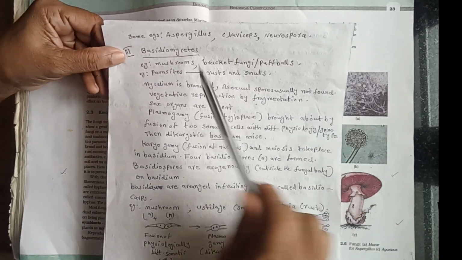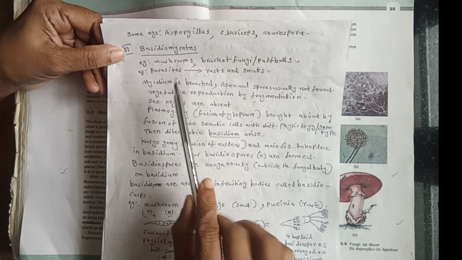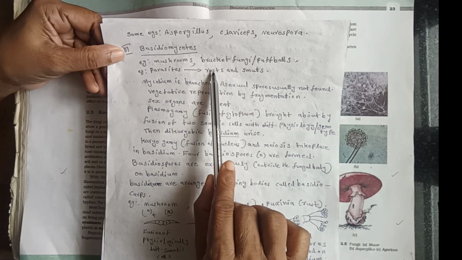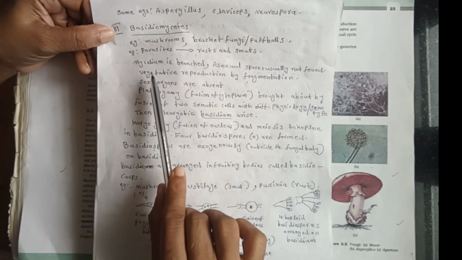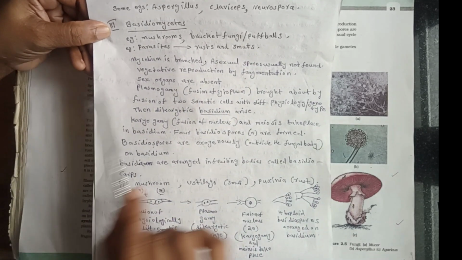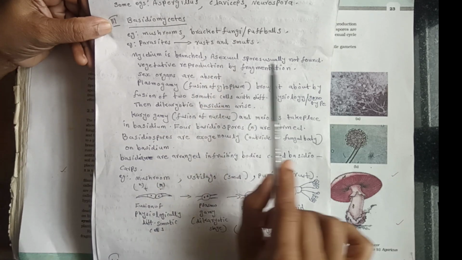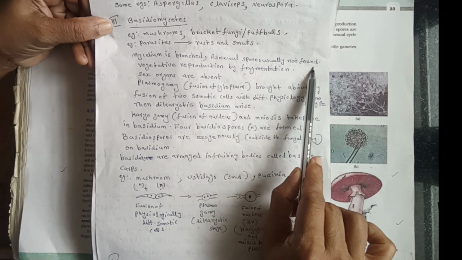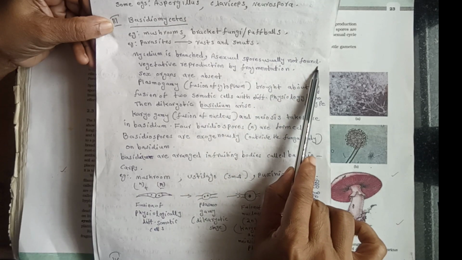Next group, basidiomycetes. Examples: mushrooms, bracket fungi, and puffballs. Examples of parasites are rusts and smuts. Here the mycelium is branched. Asexual spores are usually not found in basidiomycetes.